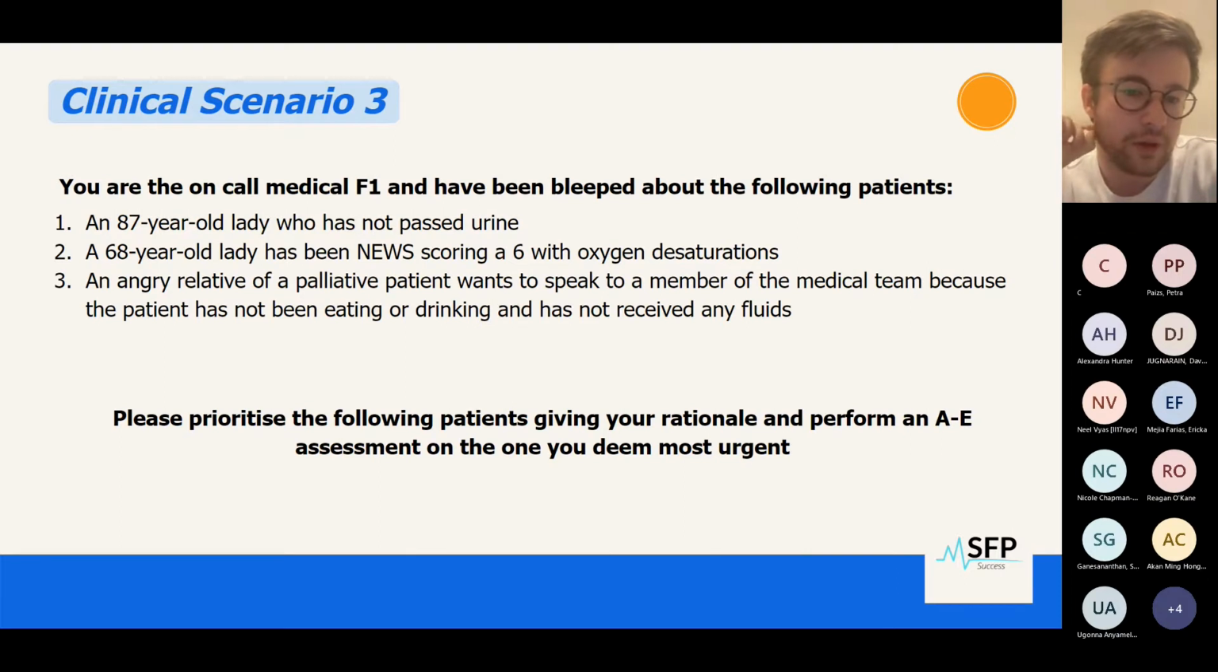So we've got another scenario. If anyone wants to volunteer, we can talk through these 3, how you would prioritise them and your rationale, and then we'll perform an A2E assessment on which one is the most urgent. I'll give a couple more minutes, so in 2 minutes, have a quick read through, and then if anyone wants to volunteer, we can talk through the scenario.